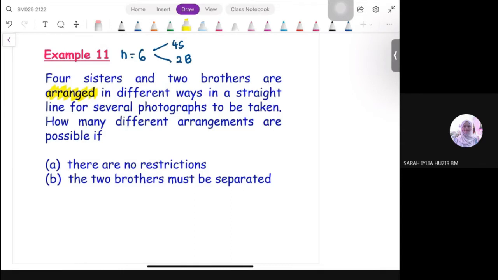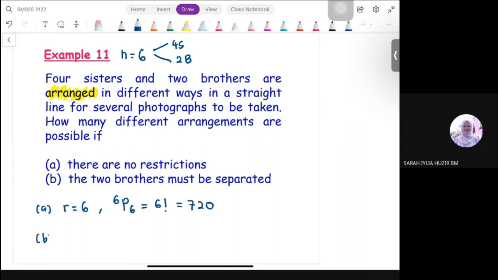Tak ada syarat, tak ada apa-apa condition kat sini. Okay, if that happens, we can straight away arrange them. So R in this case is still 6 because we want to arrange all of them. So our calculation would be 6P6, or you can simplify as 6 factorial. So here our answer should be 720. Okay, settle. Quite easy. Kalau no restriction tu maksudnya terus kira lah macam biasa.